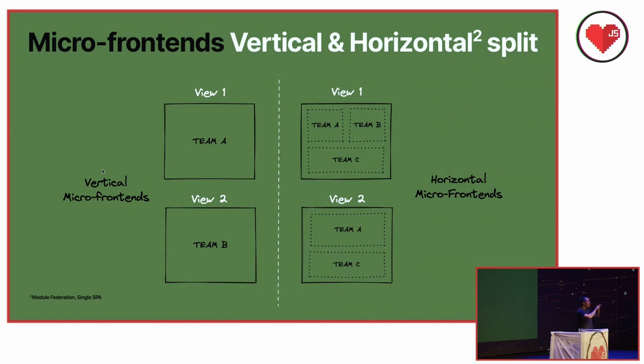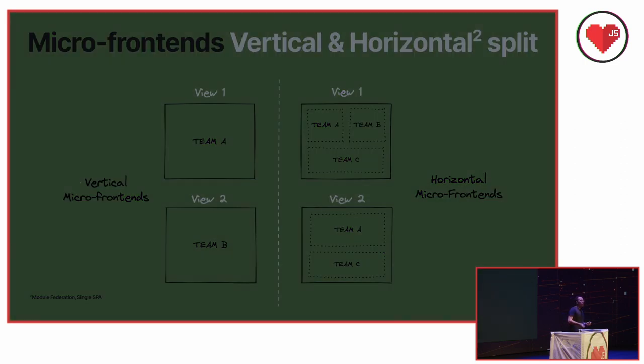And these are vertical because they have everything. When you are on call, on support, you have one team responsible for your view. In the concept of horizontal micro frontends, you actually have multiple teams supporting the same view. That sounds similar, but also very different.